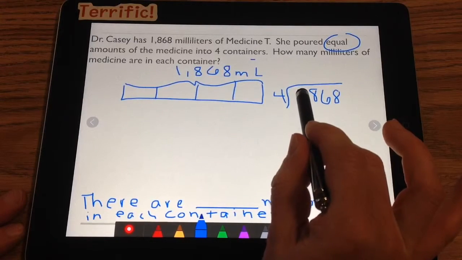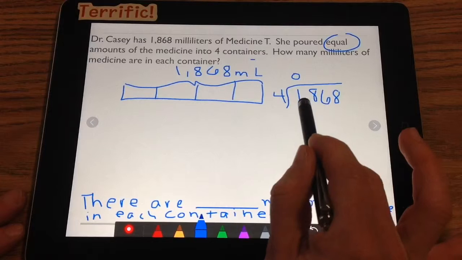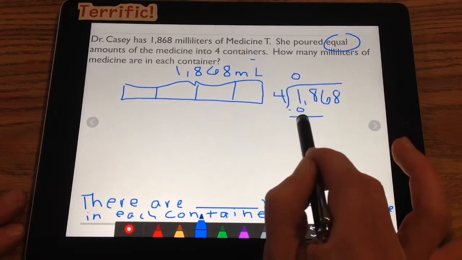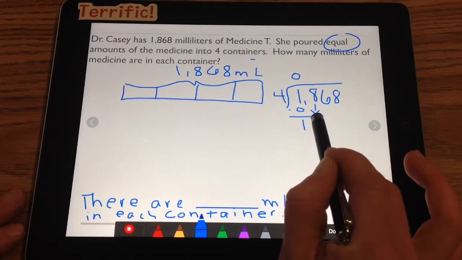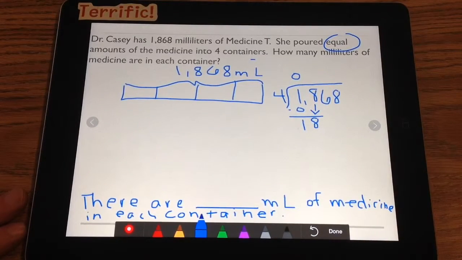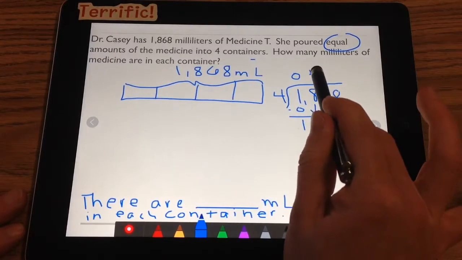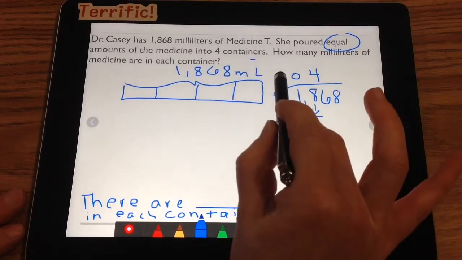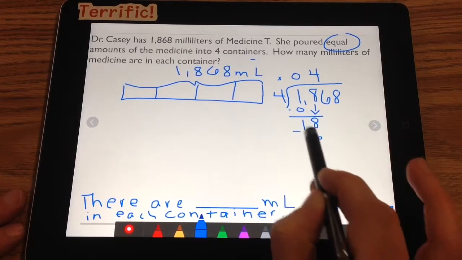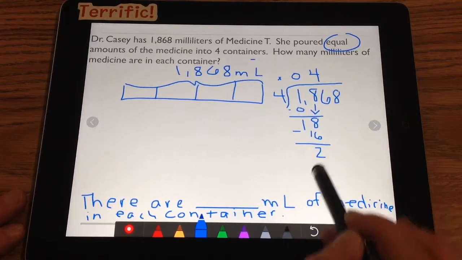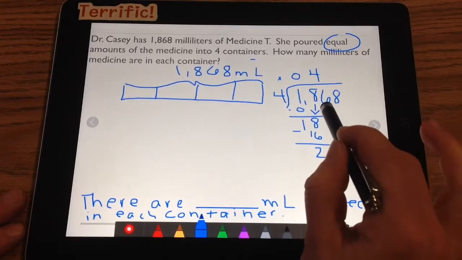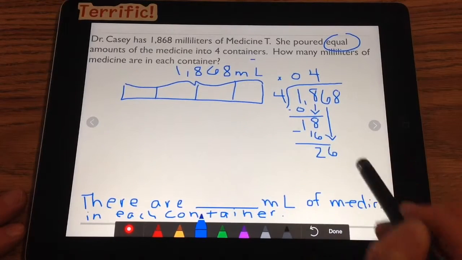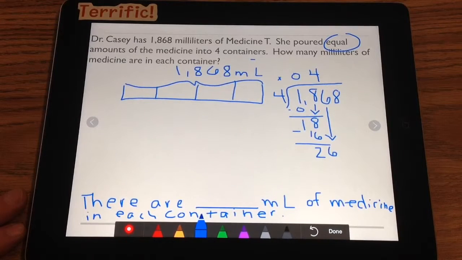So 1,000 into 4 groups does not work. So 0 times 4 is 0. Subtract. I have 1,000, which I unbundle to 10 hundreds, and now I have 18 hundreds. I know that 18 goes into 4 groups 4 times. 4 times 4 is 16 hundreds. If I subtract them, I have 2 hundreds left. I have to unbundle my 2 hundreds. And how many tens would that be? You're right, 20. So then I had my original 6 tens, so I have 26 tens.